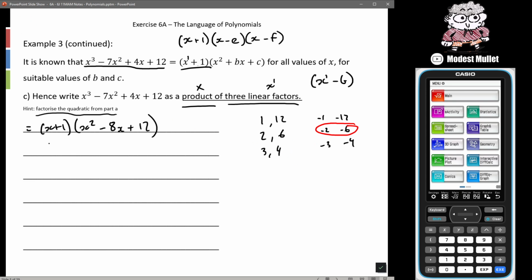So that's how we factorize using inspection. The two numbers in there must be -2 and -6. And that's it. That's that original expression written as a product, because there's technically a little hidden times sign in there, a product of 3 linear factors. This is linear because it's x to the power 1, x to the power 1, x to the power 1.